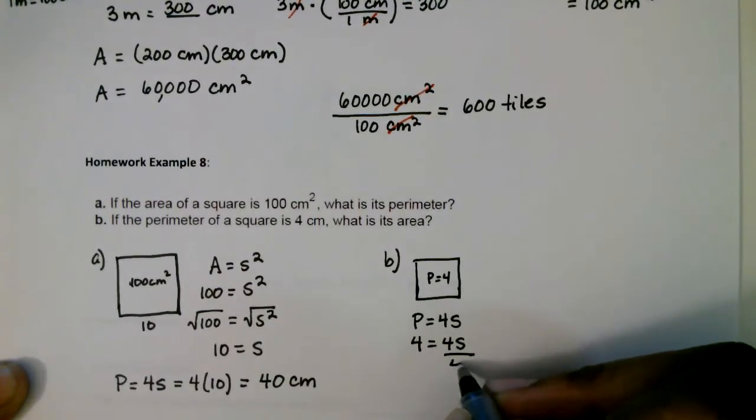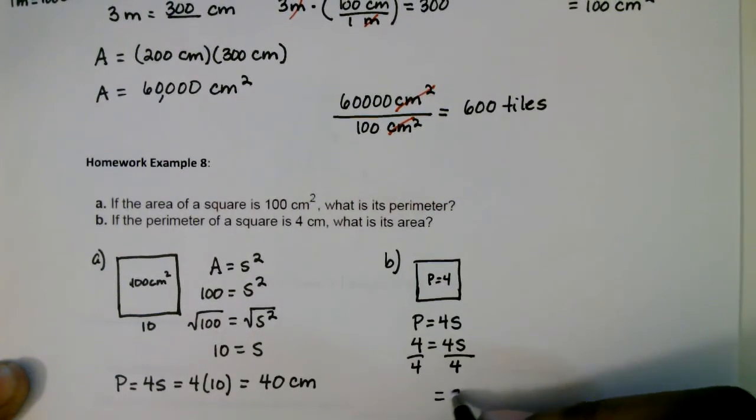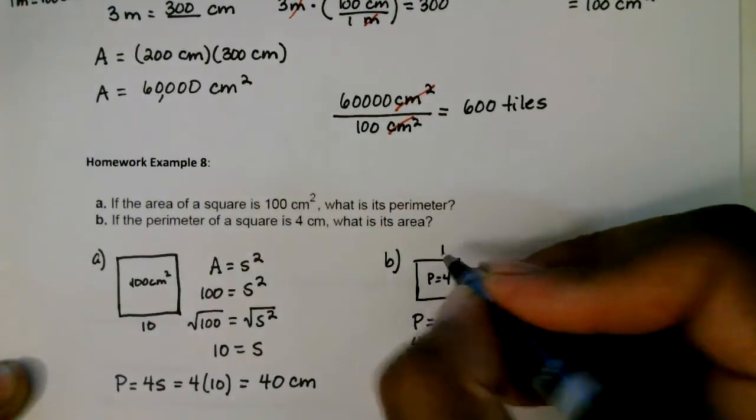So to find the length of the side, to find out what S is, we divide both sides by 4. So S is equal to 1. So each side has a length of 1.